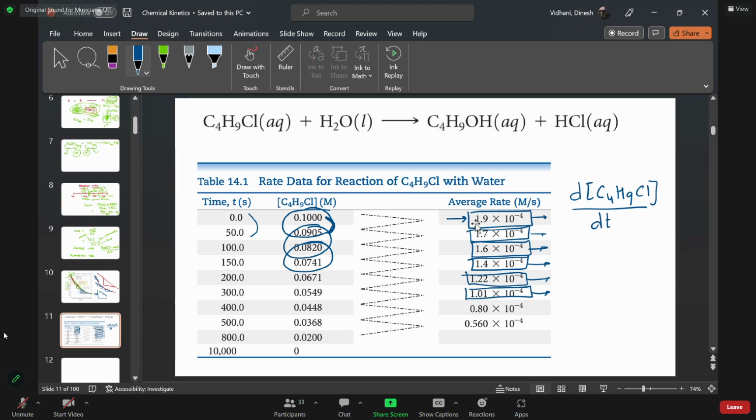Initially, the rate was 1.9 × 10 to the power negative 4. By the time you reach the low concentration, the rate has fallen down to 0.56 × 10 to the power negative 4. Can you tell me why is that? Why is the rate falling down in that way? Why does the rate not follow the linear pattern?